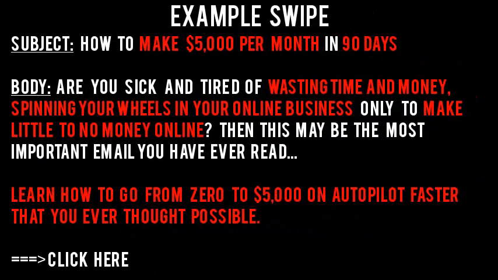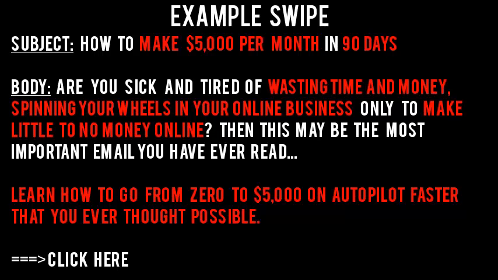So for my particular offer, it would say in the subject line, how to make $5,000 per month in 90 days. And then in the body, it would say something to the effect of, are you sick and tired of wasting your time and your money, spinning your wheels in your online business only to make little or no money online? Then this might be the most important email you have ever read. And then notice that this is the exact word for word from the landing page that we created earlier. Learn how to go from $0 to $5,000 on autopilot.